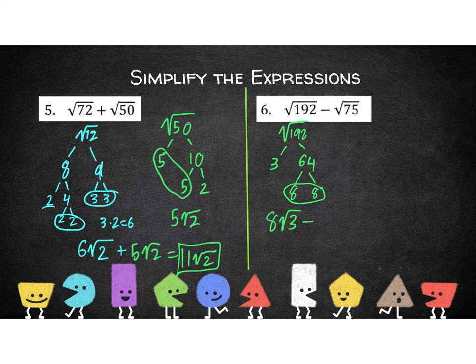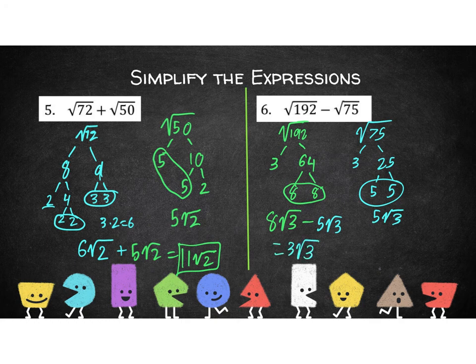All right, minus, we're going to look at this, square root of 75. I know that this also splits into 3 and 25, and 25 splits into 2 5s. These are all prime, so we'll circle that pair. We have 5 on the outside, square root of 3 on the inside. So I'll put this over here. 8 square root of 3 minus 5 square root of 3. 8 minus 5 is just 3, equals 3 square root of 3. And that is the final answer.